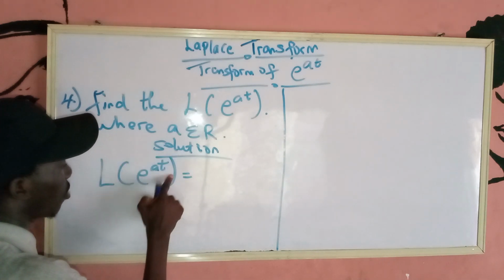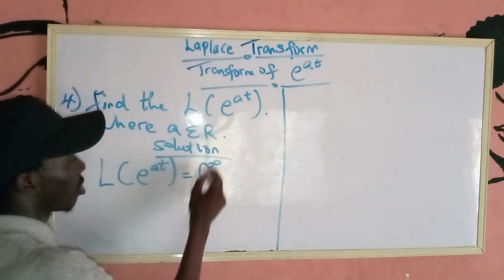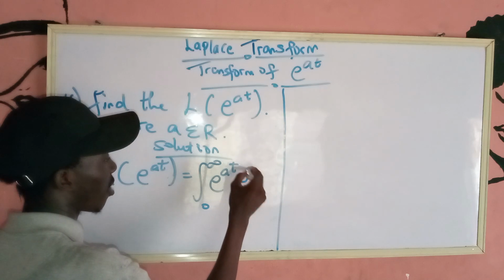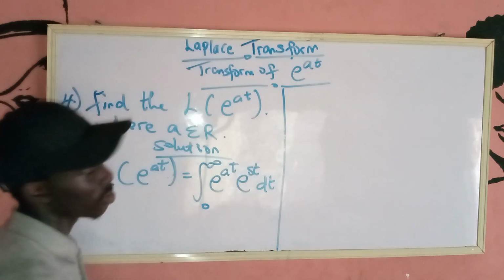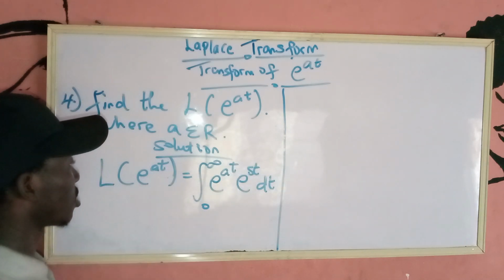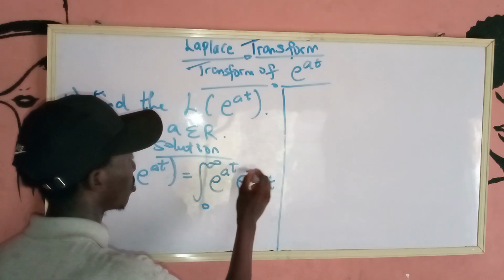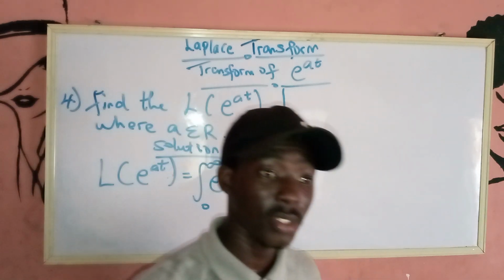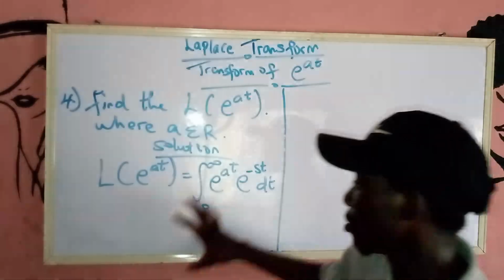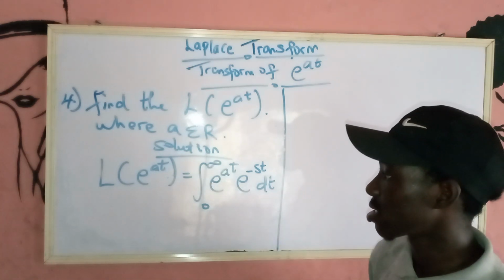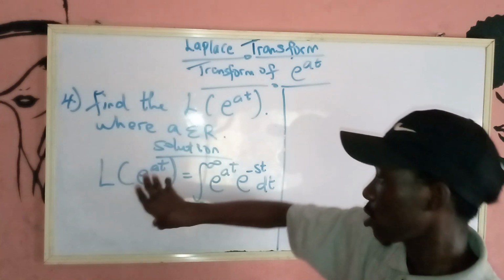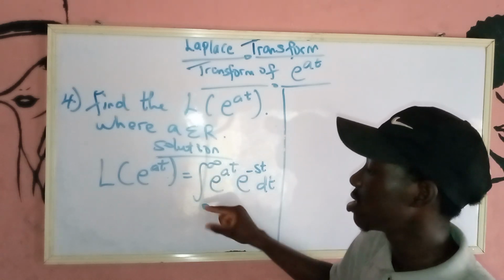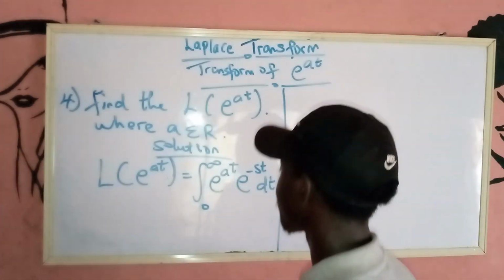from the definition of Laplace, that should be equal to the integral from 0 to infinity of this function multiplied by e raised to power minus st, dt. That is the definition of Laplace. It is the function times e raised to power minus st, then you integrate it from 0 to infinity dt. That's the transform of any function whatsoever. Just take the function, put it inside here, and have the e raised to power minus st, and integrate it from 0 to infinity.